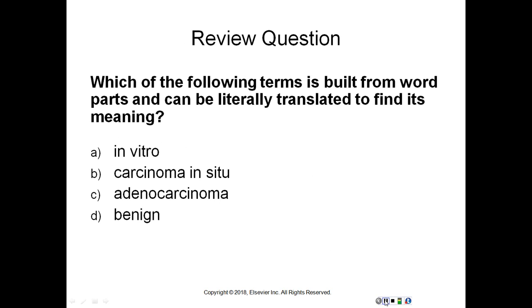What about adenocarcinoma? Well, that one does have prefix, suffix, word root. Your oma is your suffix, your aden is your word root, and the o is your combining vowel, which makes your combining form, and then carcin would be your other word root. And then benign is not built from word parts either, so your answer should be C there.